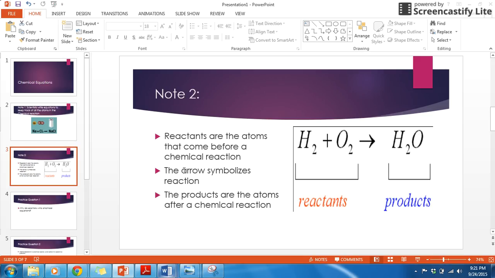The arrow symbolizes the reaction. So whenever I see an arrow, I know that a chemical reaction has taken place. And the products are the atoms after a chemical reaction has taken place. So I know that after my chemical reaction, I end up with water, H2O. These are my products.